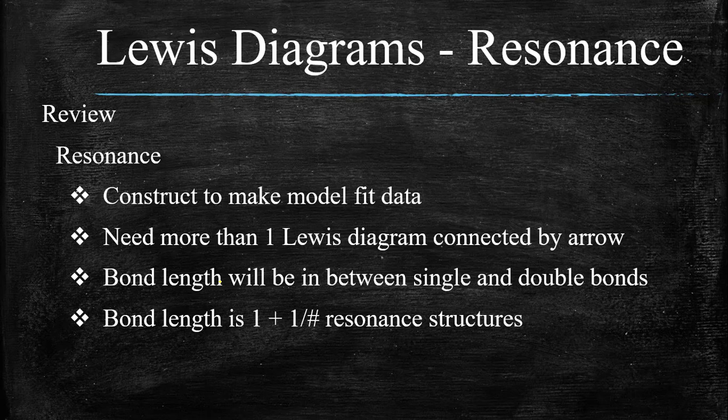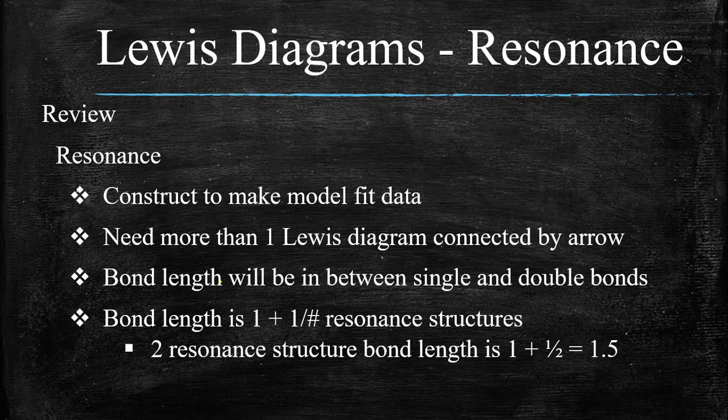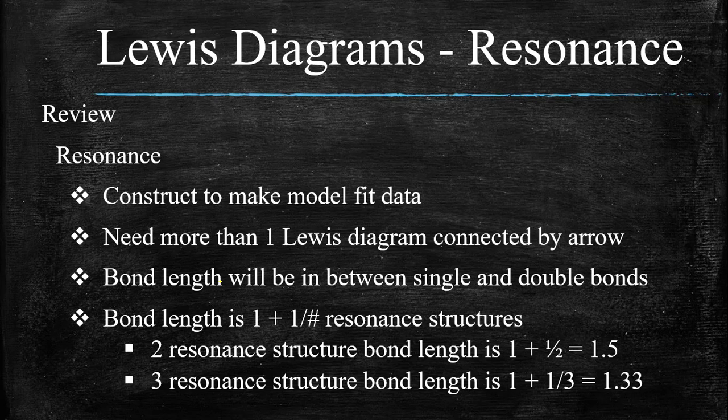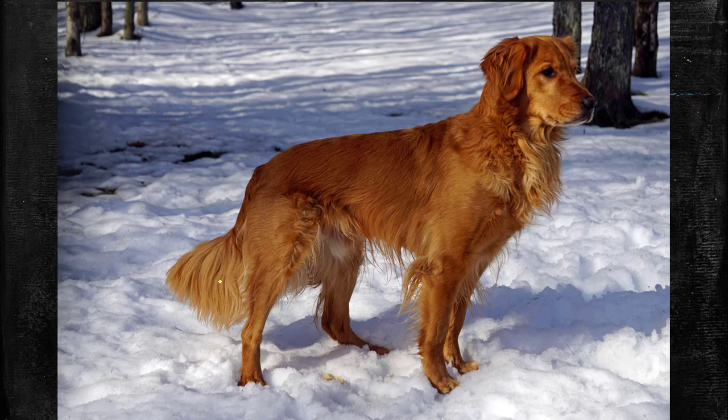The bond order is 1 plus 1 over the number of resonance structures. For example, if you have 2 resonance structures, such as in ozone, you'd say the bond order is 1.5, or it is halfway between a double and a single bond. If you have 3 resonance structures, such as in nitrate, you'd have a bond order of 1.33, or the bond would be about 1/3 of the way from single to double. So that does it for resonance. What you need now is practice, so do the worksheets.